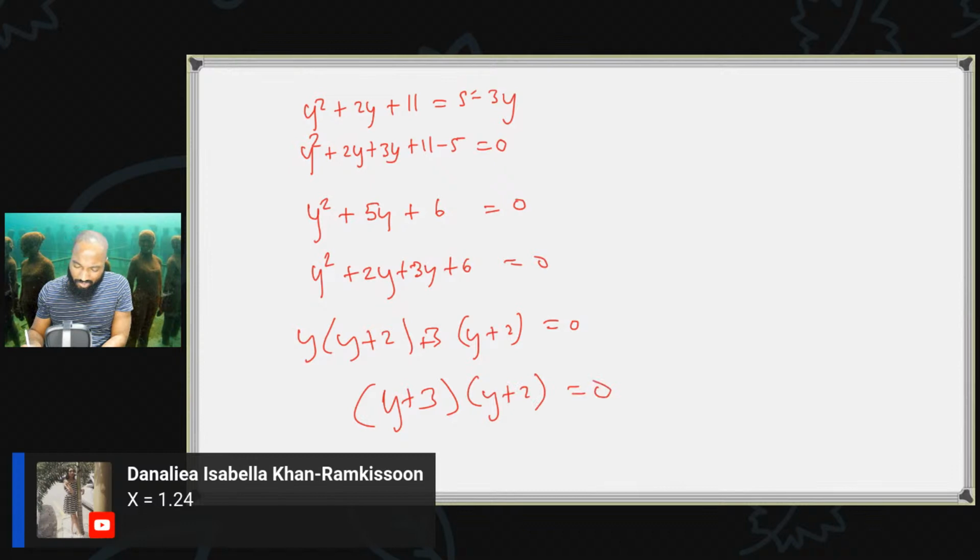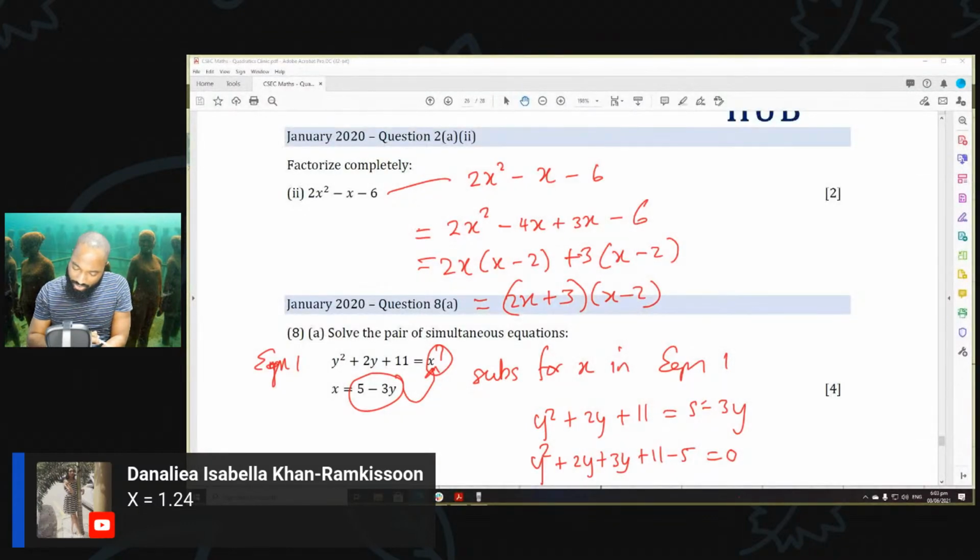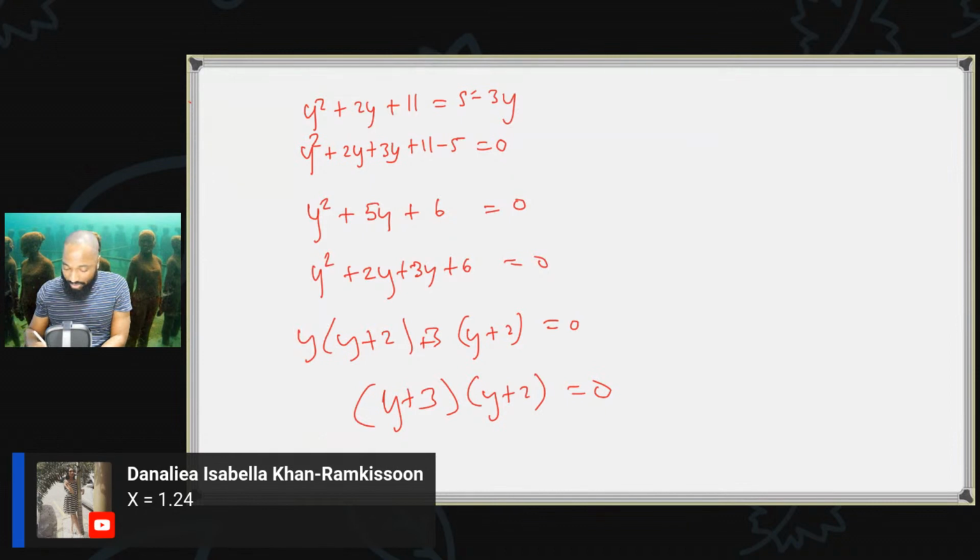What is it? Solve or factorize? What is that really doing here? Solve. Solve is a simultaneous equation, is what I'm doing here. So after I find the values of y, I need to find the values of x.